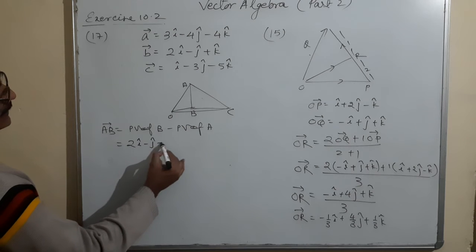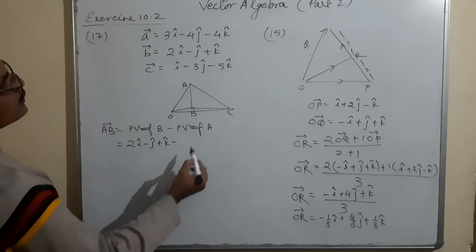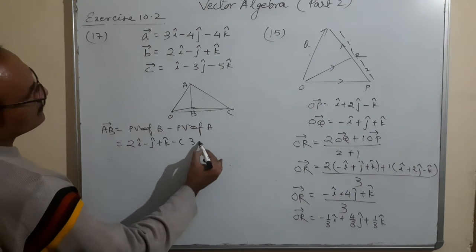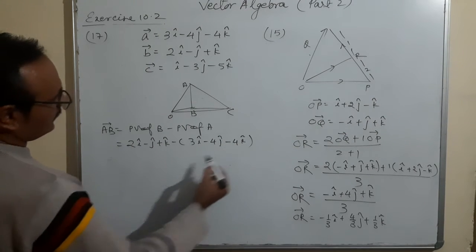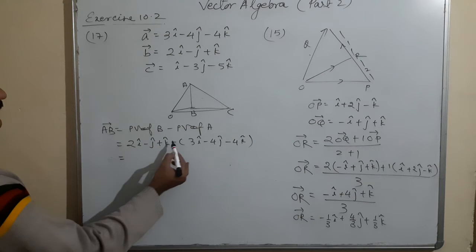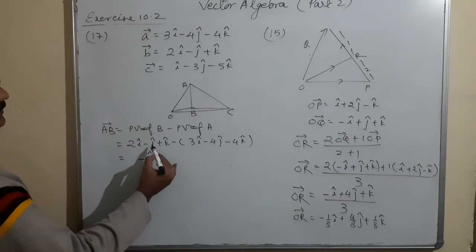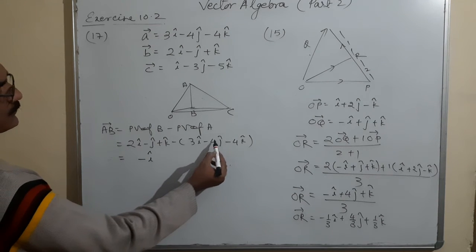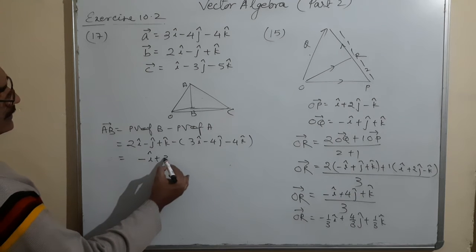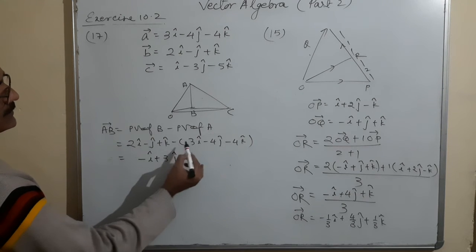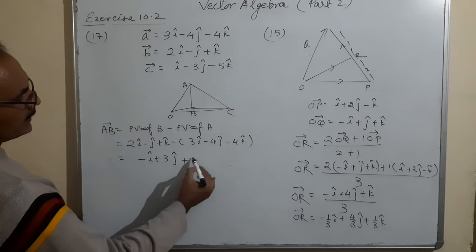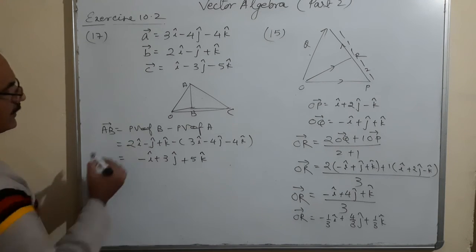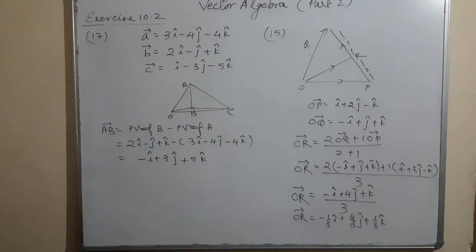2i minus j plus k minus position vector of A, 3i minus 4j minus 4k. Okay, so it is coming 2i minus 3i, it is minus i, minus j plus 4j, it is plus 3j, plus k plus 4k, it is 5k. That is the value of vector AB.